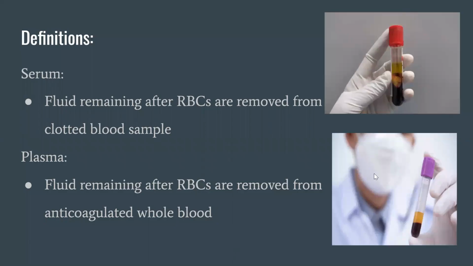A few definitions. Serum is the fluid remaining after red blood cells are removed from the clotted blood sample. So clotting factors are present in the tube, like you see there in the serum separator tube at the top of the screen, and the serum is on top of that clot.